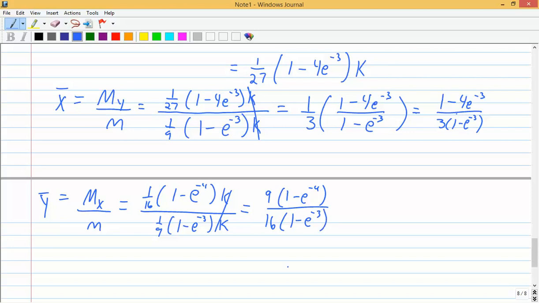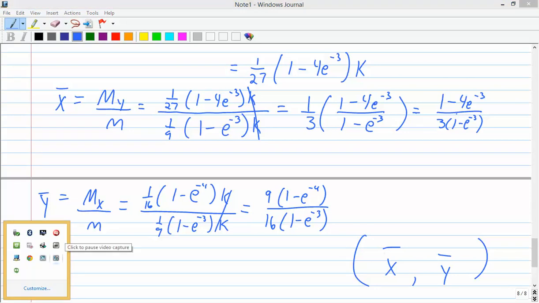And so your center of mass is x bar, y bar. So it's this as the x, this as the y. So really, we're done for the day. We didn't get a chance to get into the last part.